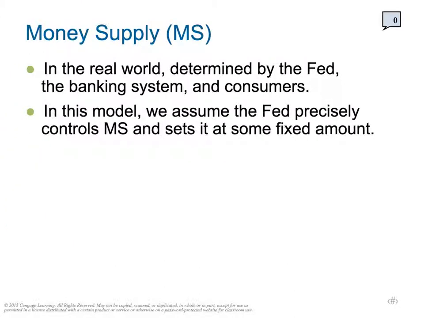So let's look at the supply diagram. As we said, the Fed, or the central bank, determines the amount of the money supply, and we're going to assume that the Fed precisely controls the money supply. In terms of economics, the money supply is what we call perfectly inelastic. So if we draw the money supply, it's going to look like a perfectly vertical line. That's what the money supply means here, in that it's fixed at some amount.